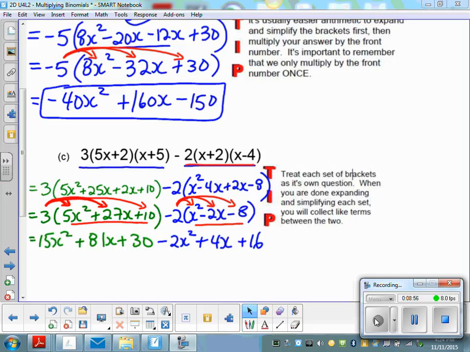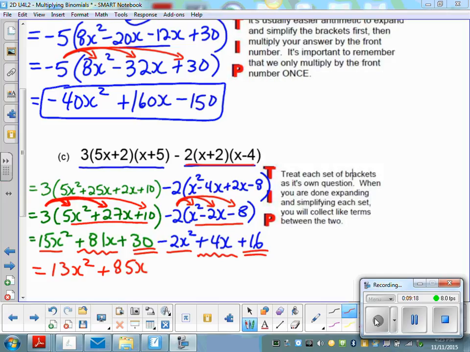Now I can collect like terms. So I've got 15x squared minus a 2x squared. So that's going to give me 13x squared. I've got a plus 81x and a plus 4x. So when I combine those together, I get plus 85x. And then I've got a plus 30 and a plus 16. So that's going to give me plus 46. So that's what my final answer would look like for that one.